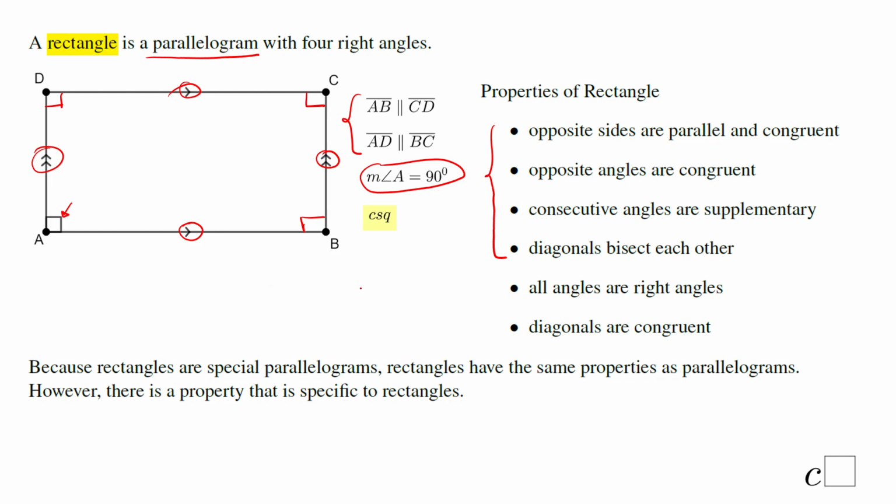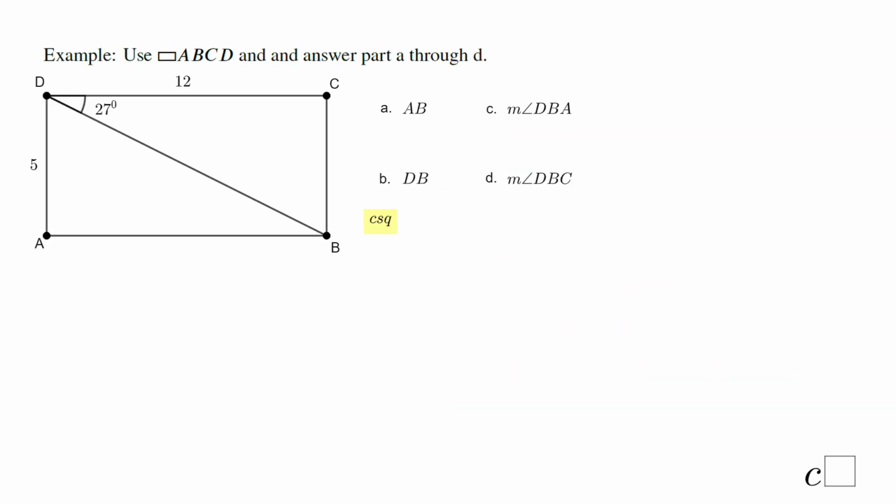And this is the definition of a rectangle. All angles are right angles. And this is the extra property that goes with rectangles. Diagonals are congruent. Remember, for a parallelogram, the diagonals are not congruent. So now let's see some examples here, and we'll look at the first one.